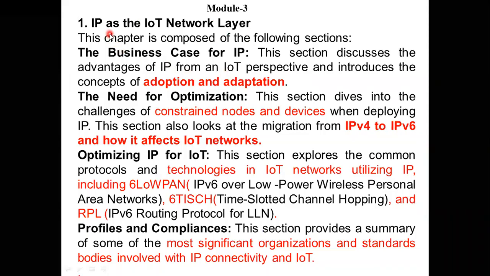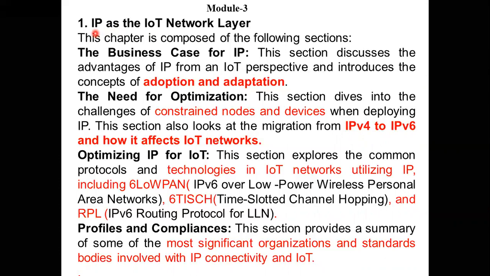What is the name of the third module? The third module is concerned with IP as the Internet of Things network layer. Before going to this particular module, what did we study in the previous modules? In the first module, we studied the introduction of Internet of Things. In the second module, we studied some of the important protocols which can be used for Internet of Things. And now we will come to Module 3, IP.